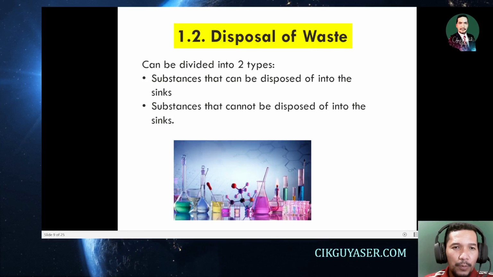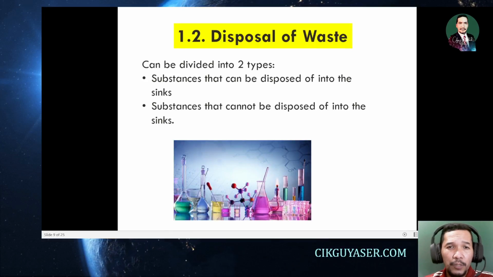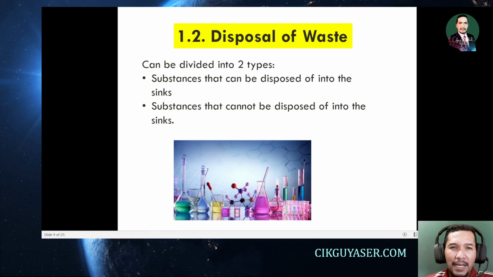Okay, so today we will continue on disposal of waste, and this one is the second one, 1.2. Waste can be divided into two types. Number one is substance that can be disposed into the sink, and the second one is the substance that cannot be disposed into the sink.